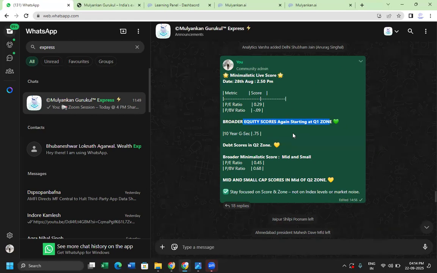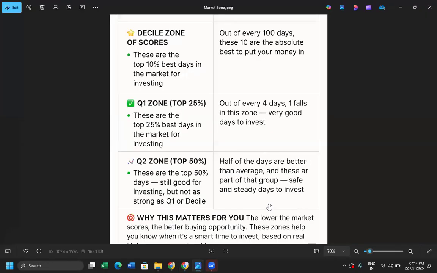So there is a decile, there is a Q1, and there is a Q2. Q2 means the top 50% of the best days for the market to accumulate. These are still good for investing, but not as strong as Q1 or decile. Although in Q2 you can also accumulate in the market, these are not as top as, let's say, the top 25% or top 10%. That means half of the days are gone with respect to accumulation. More than half of the days are already gone.